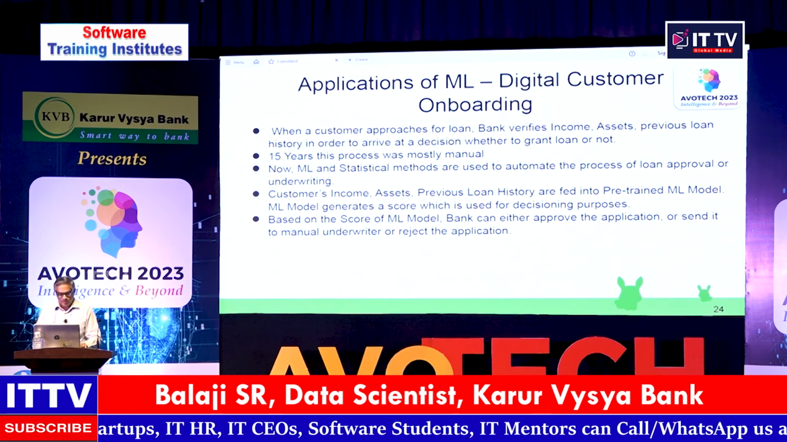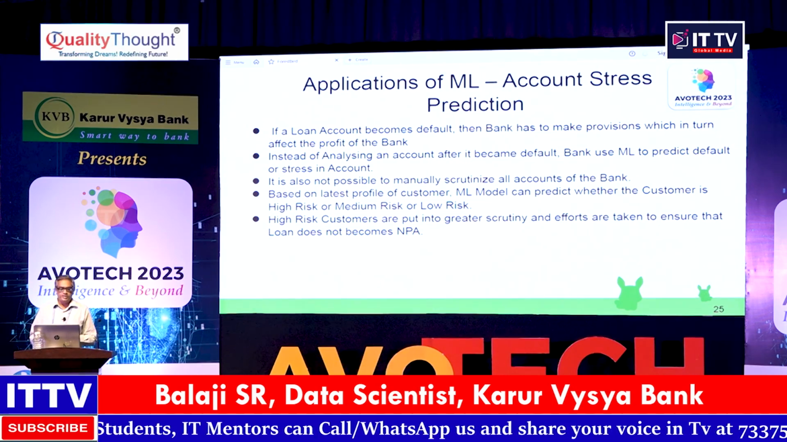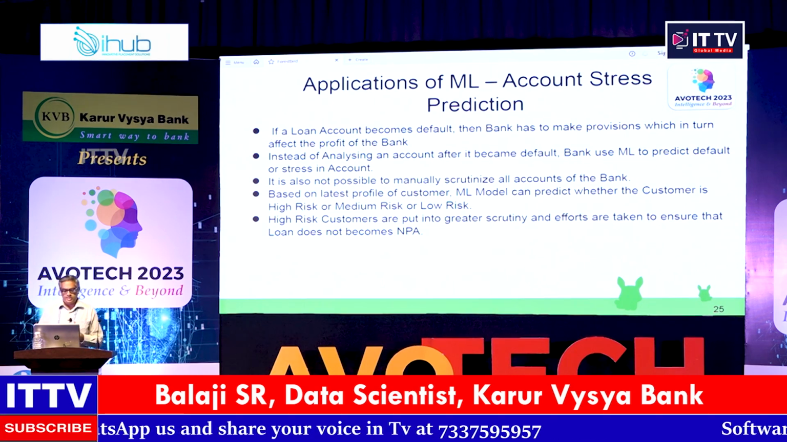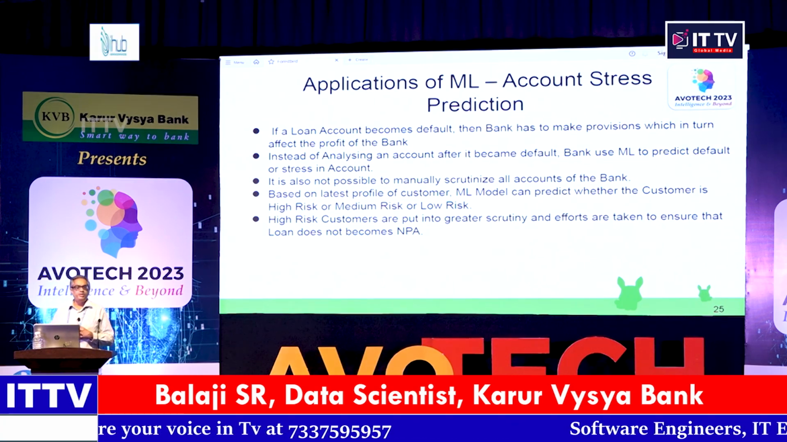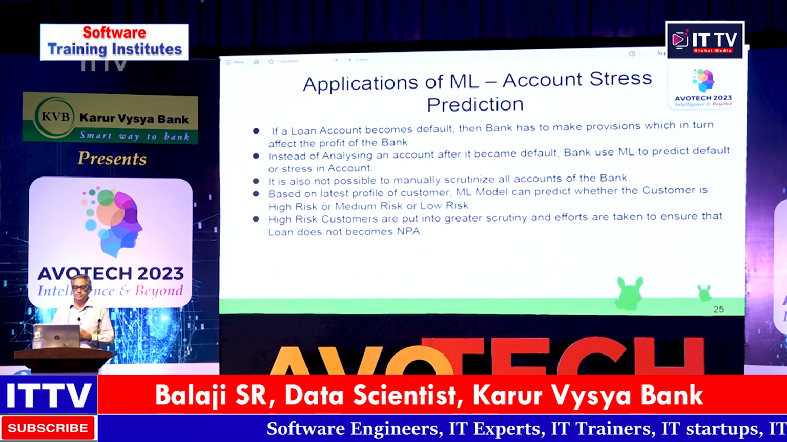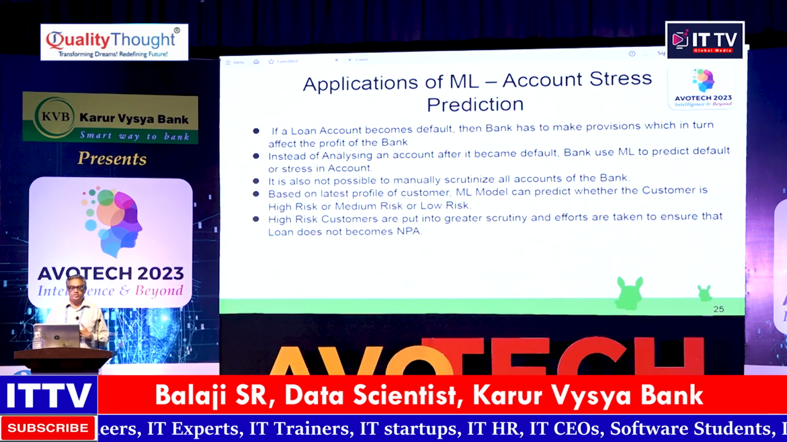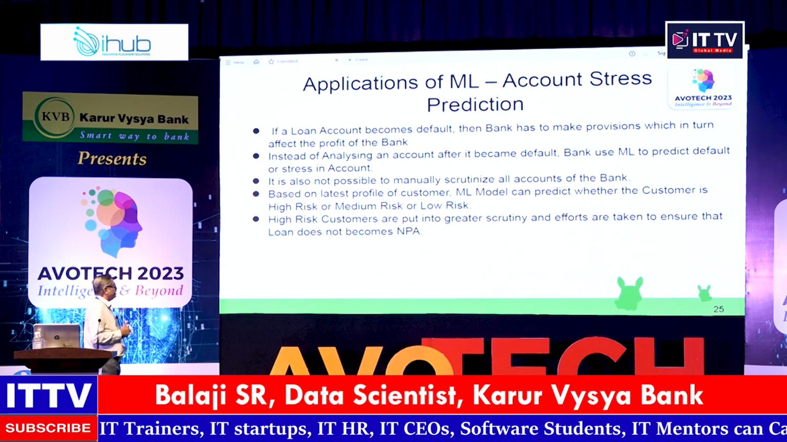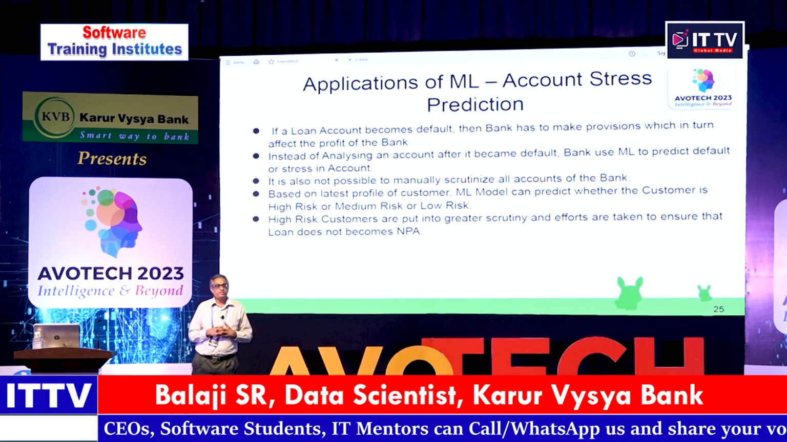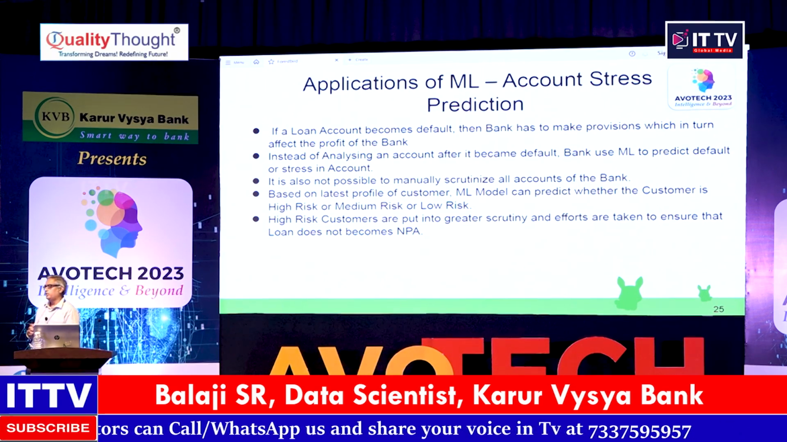Similarly, we can do this for NPA default predictions. If you want to predict who will become default in the next 3 months or 6 months, we can use the same kind of approach. The advantage here is you don't need to scrutinize all the accounts of the bank. Suppose you have 10,000 applications, 10,000 accounts.